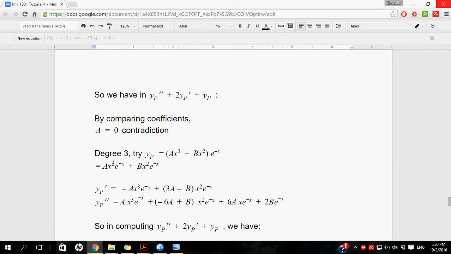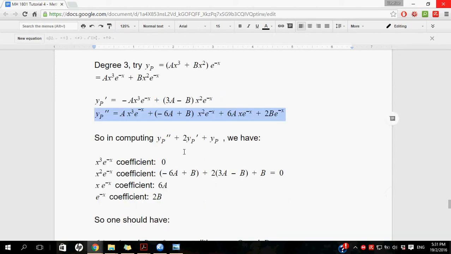That means we should go further, and it turns out that when we get to the degree 3 case, we are able to get a particular solution. So we will try yp to be of this form. It's a cubic polynomial, and we stop at the quadratic term times e to the minus x. Alright, so we will differentiate as before, yp prime, and we differentiate further, and we would get yp double prime. And then we go about computing the left hand side when we substitute yp into our differential equation.